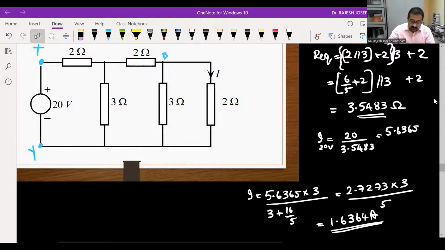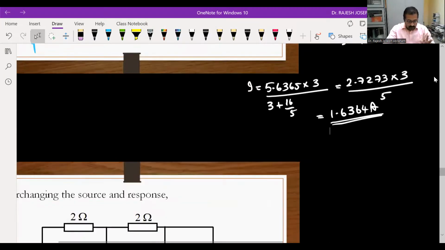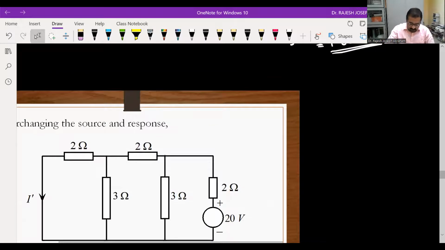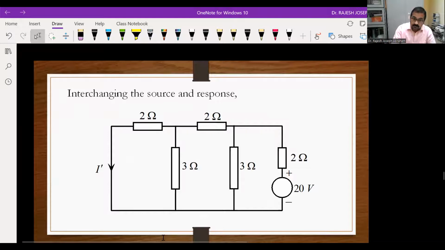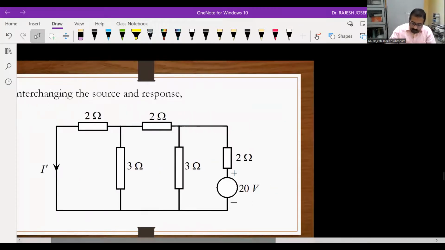Now, what does the theorem state? The theorem states that you can interchange the positions of the source and the response. So now we will interchange the source and the response positions. Keep in mind that previously the 20 volt source was here and this was the response position. Now we have interchanged the source and the response. Now we need to again calculate the current I dash, for which we need to find the equivalent resistance R equivalent. Again, how will you find R equivalent?